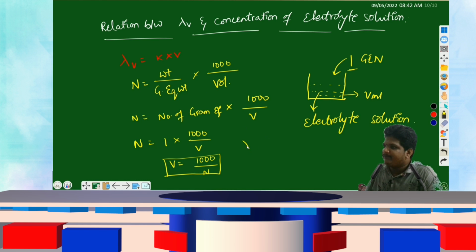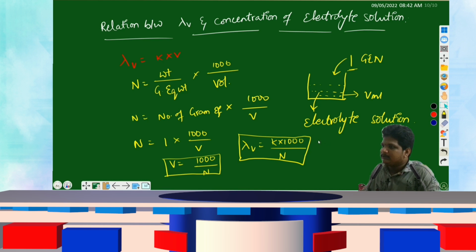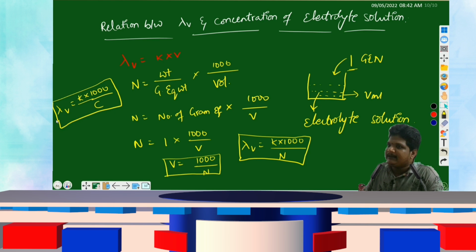If I substitute the value of V in the above equation, we get lambda V is equal to kappa into 1000 by N, where N is the normality of the electrolyte solution. It can also be represented as lambda V is equal to kappa into 1000 by C, where C is the concentration of the electrolyte solution. So this is the relationship between the concentration of the electrolyte solution and equivalence conductance. Is it clear?